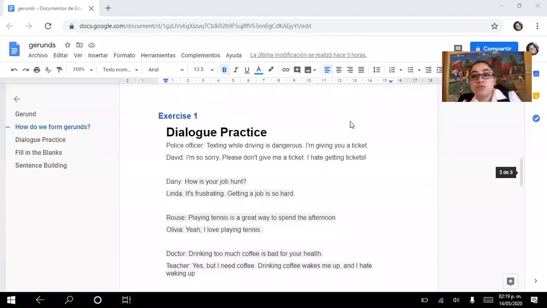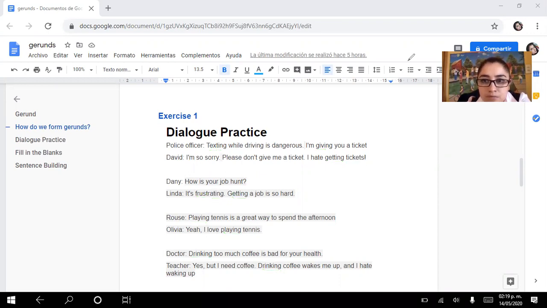Then we practiced with different dialogues. In this exercise, 2 different classmates took turns to say each dialogue. And then we had to identify gerunds in them, like texting, giving, getting, okay? Like frustrating, getting, playing, drinking, okay?